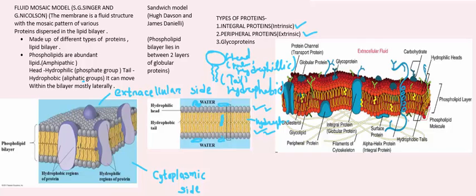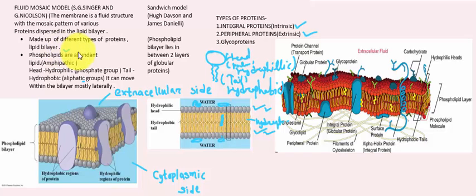The fluid structure means that as the membrane is fluid, the contents, that are the proteins and the lipids, are mobile in nature, right? So the membrane is a fluid structure with a mosaic pattern of various proteins dispersed in the lipid bilayer. So the membrane is made up of different types of proteins and a lipid bilayer. The lipid which is most abundant is the phospholipid.